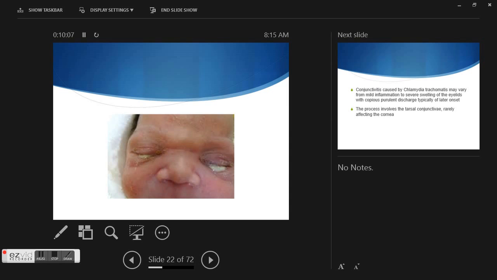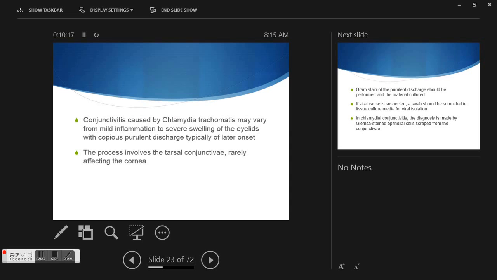iridocyclitis, and rarely panophthalmitis. So here's a picture of a child with gonococcal ophthalmia neonatorum. You can see the bilateral purulent discharge.